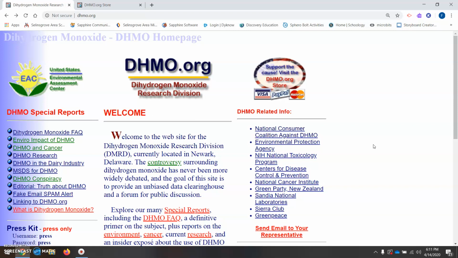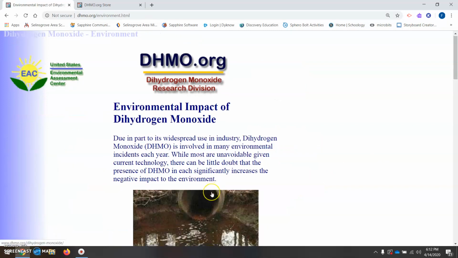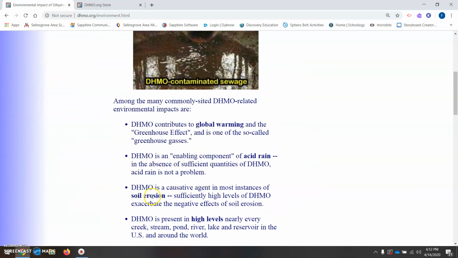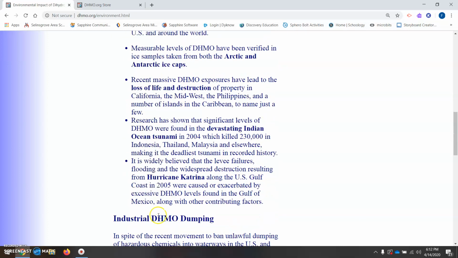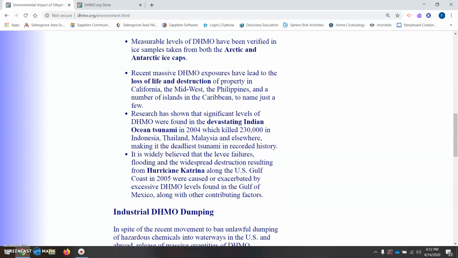If you haven't guessed it yet, ladies and gentlemen, DHMO is water. H2O, guys, it's H2O. And yes, DHMO is found in soil erosion and acid rain and in creeks and streams and rivers and ponds. And yes, it was in Hurricane Katrina, and it did have something to do with the levee failures.